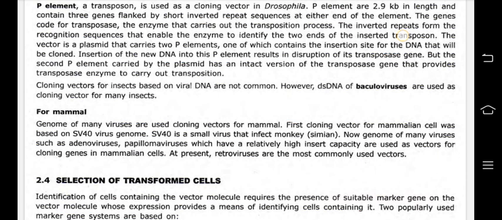Genomes of many viruses are used as cloning vectors for mammals. The first cloning vector for mammalian cells was based on the SV40 virus genome. SV40 is a small virus that infects monkey, as we mentioned earlier.